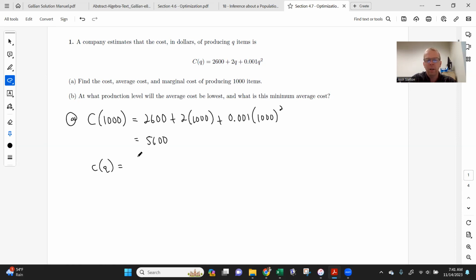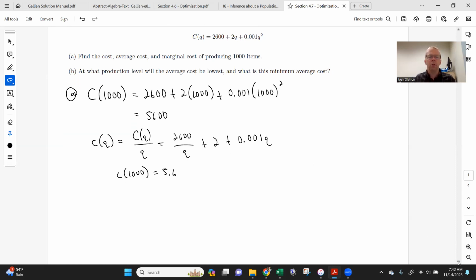So the average cost function, lowercase c, is going to be capital C of Q divided by Q. So that will be 2,600 over Q plus 2 plus 0.001 Q. Plug in 1,000, and I'll let you do that. We get 5.6. Of course, you can just divide this one by 1,000 and you get the same thing.